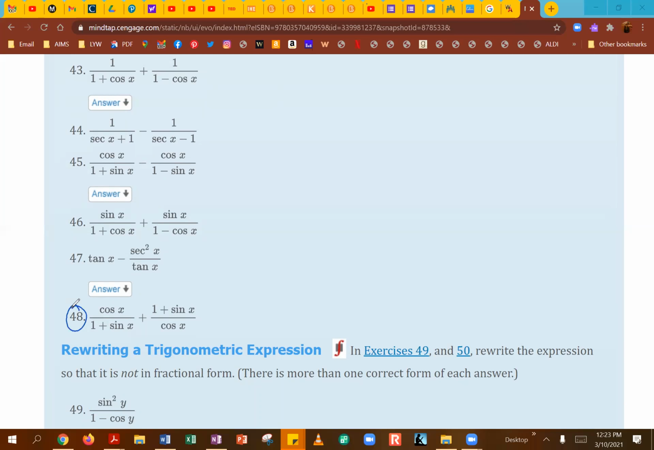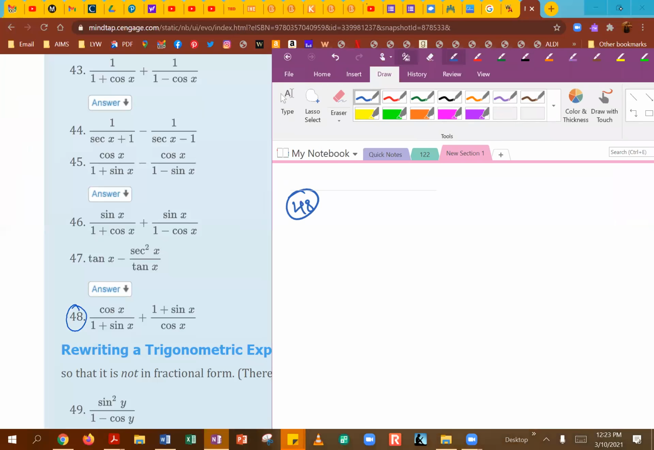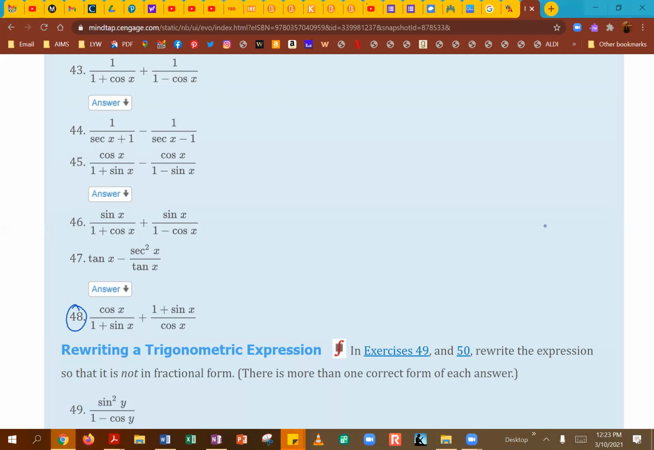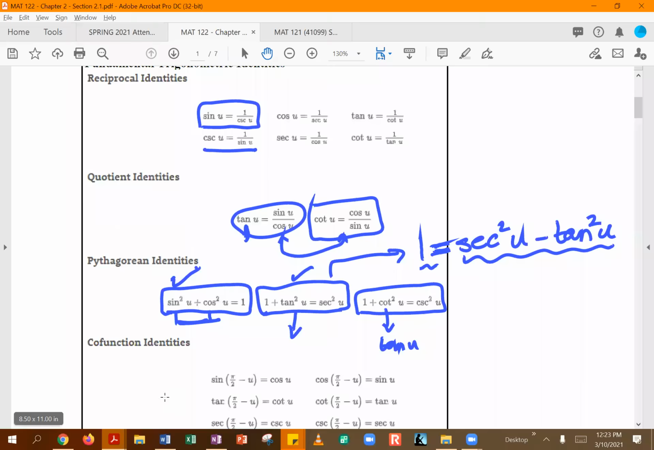We're given cosine of x over 1 plus sine of x, and they're asking us to add this with 1 plus sine of x divided by cosine of x. So, how do we use these trigonometric identities again to help us simplify something like this? So let's take a look at this example over here.